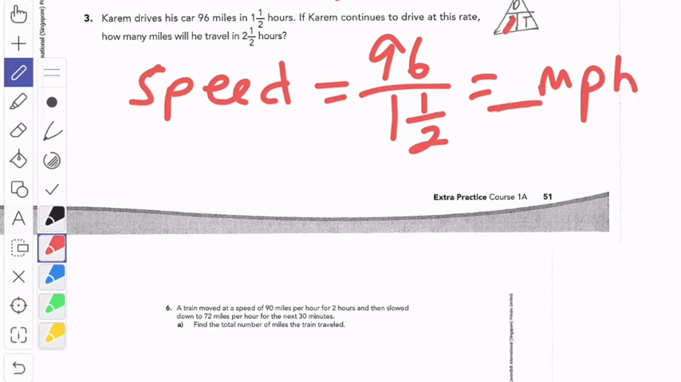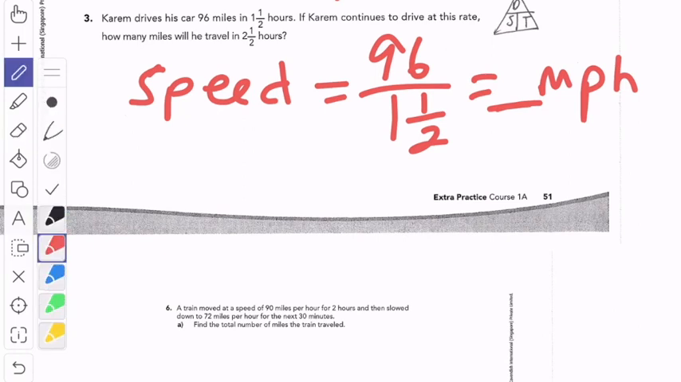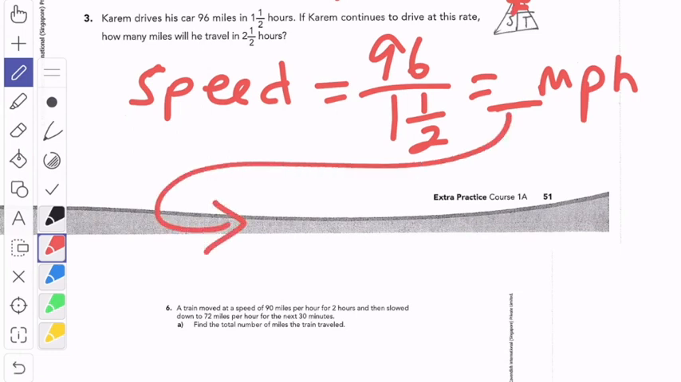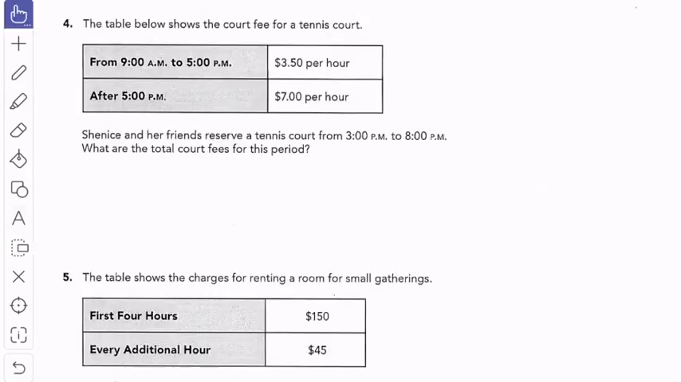It says how many miles will we travel in 2.5 hours. So I want to figure out, let me just erase something. I want to figure out now how many miles. So miles is distance, so I cover distance. It's speed times time. So the speed, whatever you get here, let's put X as the speed. You're going to multiply it, and that dot means multiplication, by 2.5 hours. So 2.5 hours, and that will give you your total distance.